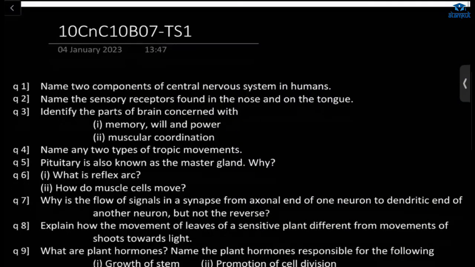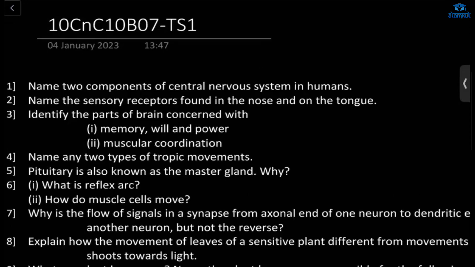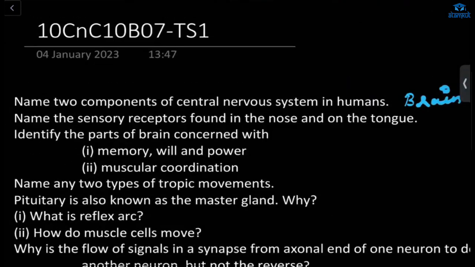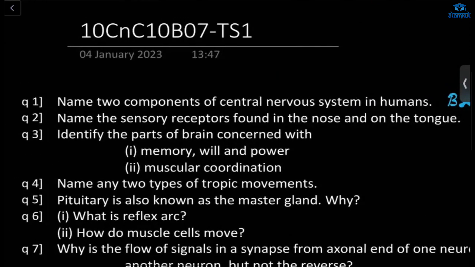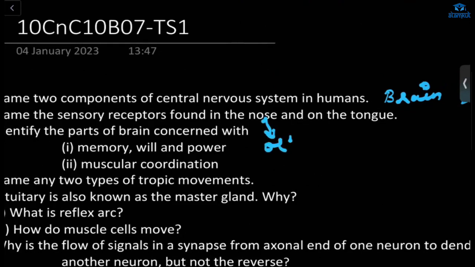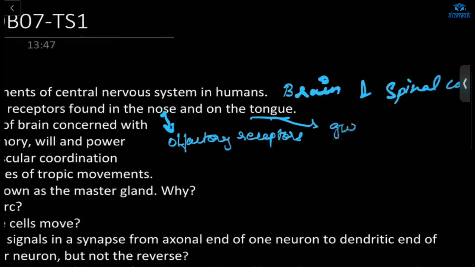CNS. First question is, name two components of the central nervous system in humans. Two components: brain, and spinal cord. Next, second one, name the sensory receptor found in the nose and on the tongue. Nose, olfactory receptors, and tongue, gustatory receptors.